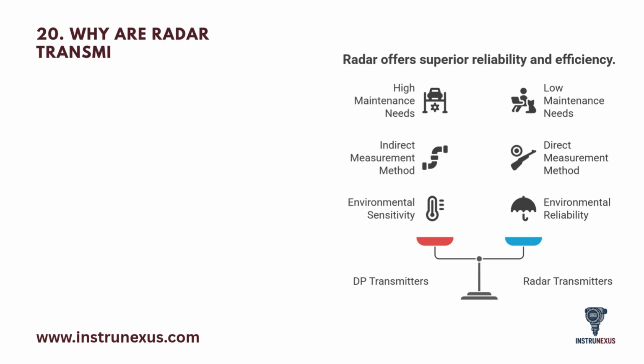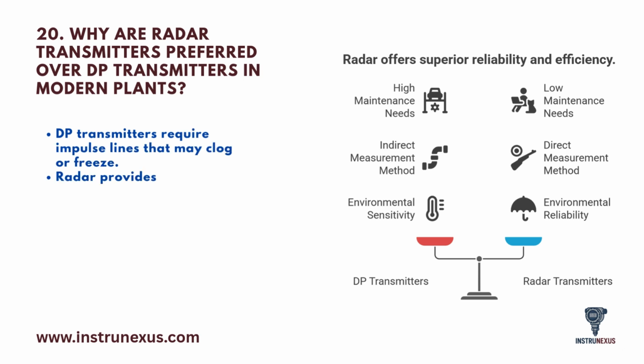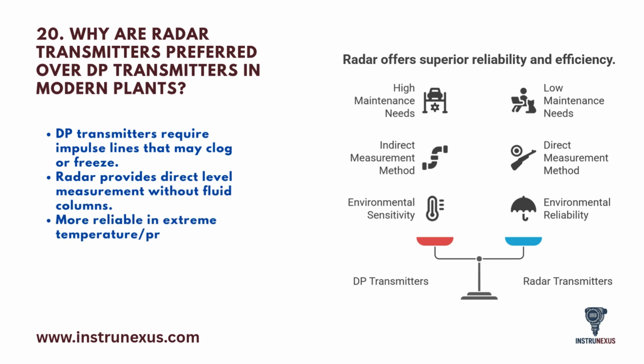Why are radar transmitters preferred over DP transmitters in modern plants? DP transmitters require impulse lines that may clog or freeze. Radar provides direct level measurement without fluid columns. More reliable in extreme temperature and pressure conditions. Lower maintenance and calibration needs.